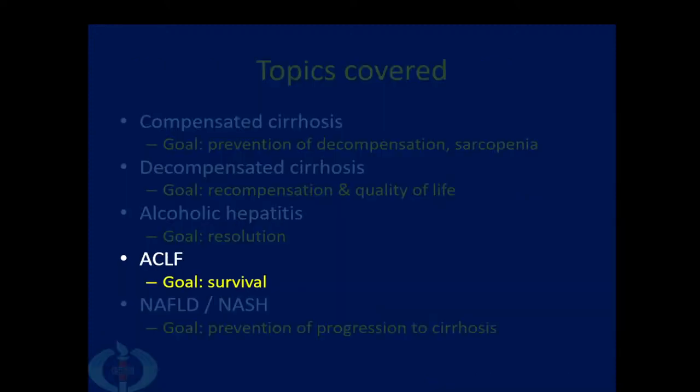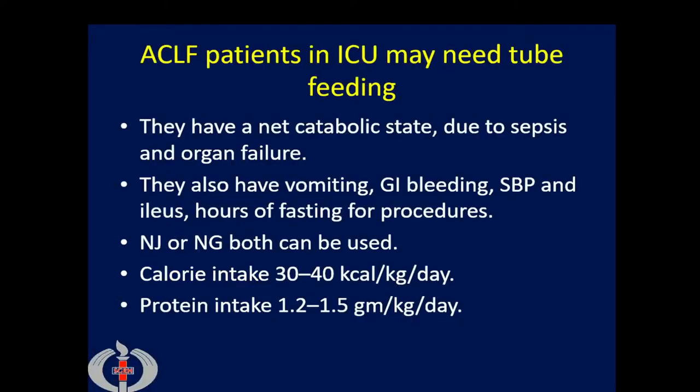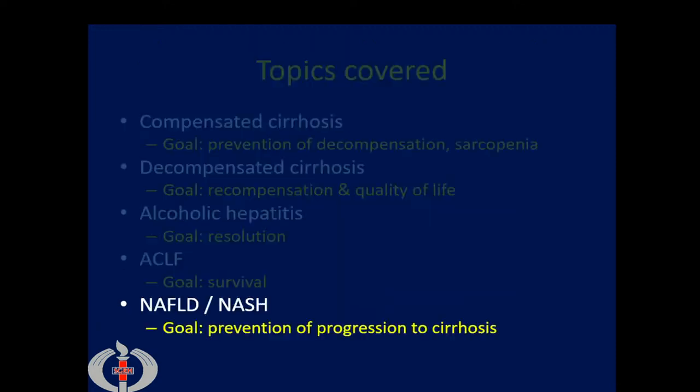What about in ACLF patients where the goal is actually survival? The ACLF patients who are admitted in ICU may need very early tube feeding because they have a net catabolic state due to sepsis, due to organ failure. So they are also having various symptoms like vomiting, GI bleeding, SBP, ileus, and they are kept waiting for hours because they have to undergo various procedures, CT scans, and endoscopy. So NJ, nasojejunal or nasogastric feeding, both can be used. The caloric intake should be much higher, 30 to 40 kilocalorie per kg per day, and protein intake up to 1.5 grams per kg per day.